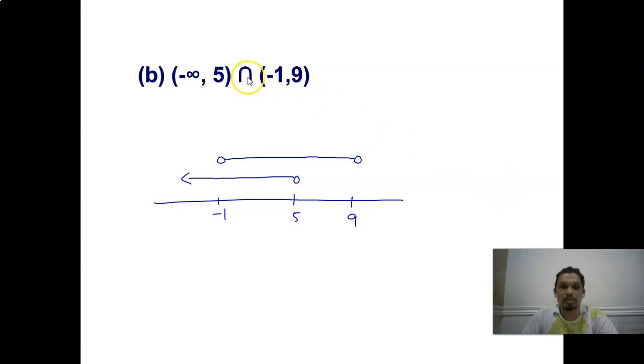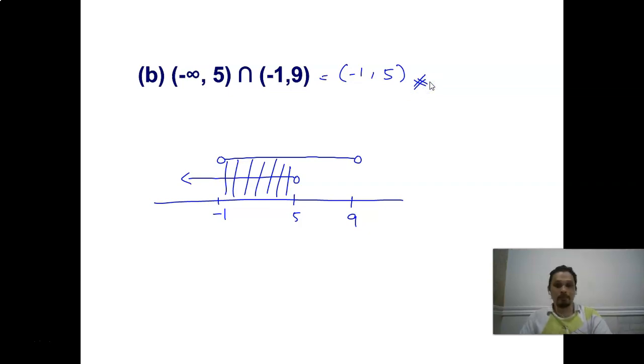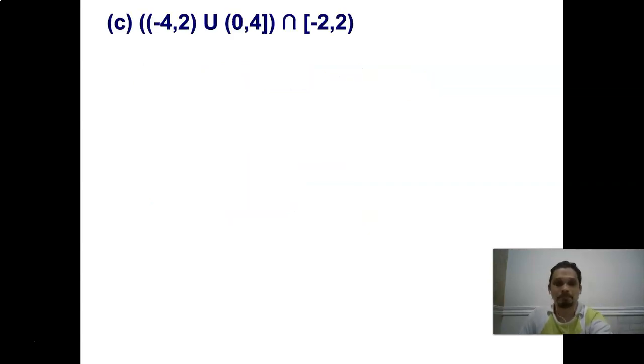So intersection, intersect, where do they intersect each other? What about here? No. Here, there's no line at all. Okay, what about here? There's only one line for this. And what about here? Yes. So then, the answer for this set is negative 1 to 5.